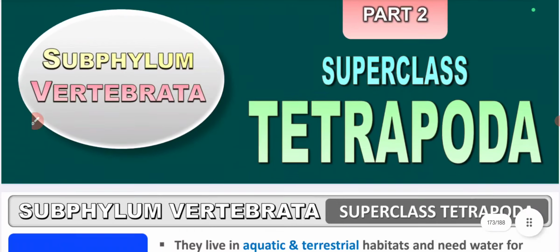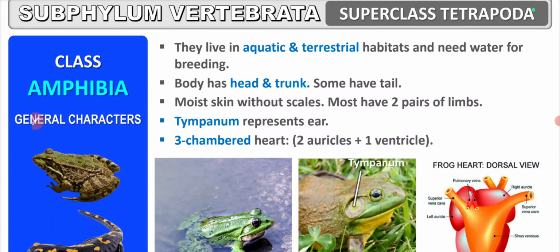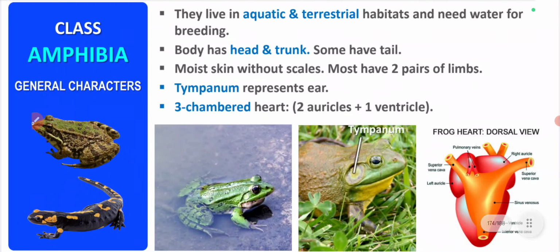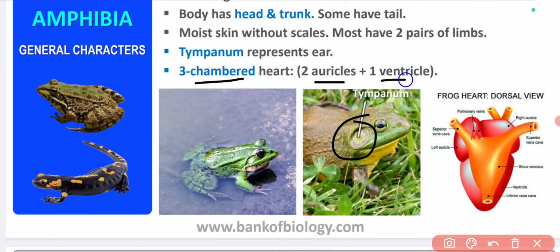Now coming to the superclass Tetrapoda. Here see general characters: class Amphibia. They live in aquatic and terrestrial habitat and need water for breeding. Body has head and trunk, some have tail. Moist skin without scale, most have 2 pair of limbs. Tympanum represents ear, means external ear is absent. Tympanum is present, as you can see in the diagram. Three chambered heart, 2 auricles, 1 ventricle, like this.